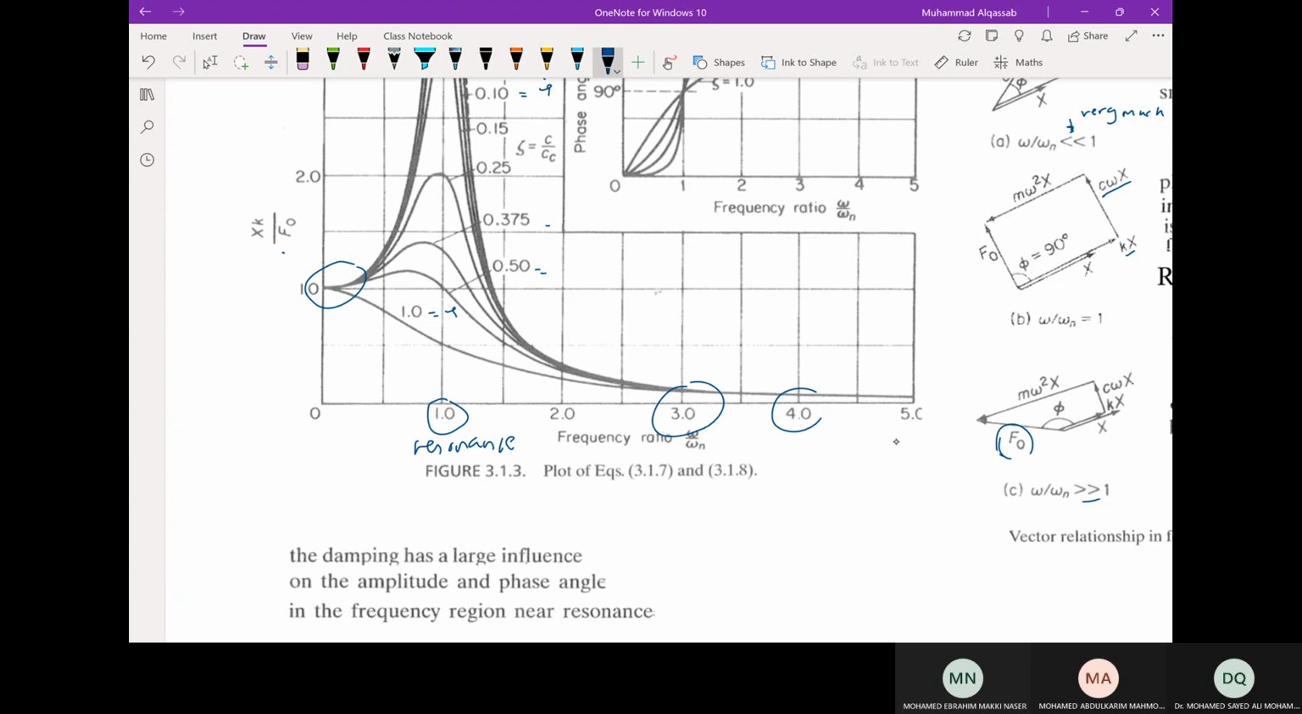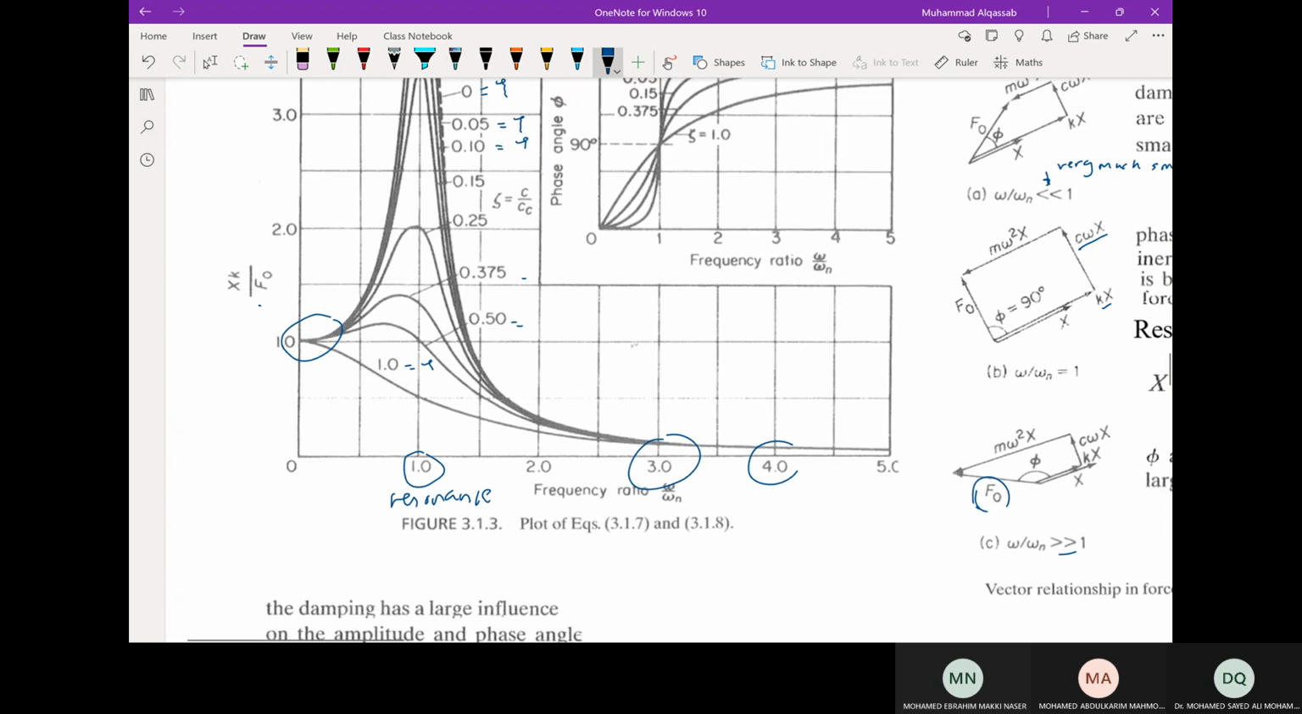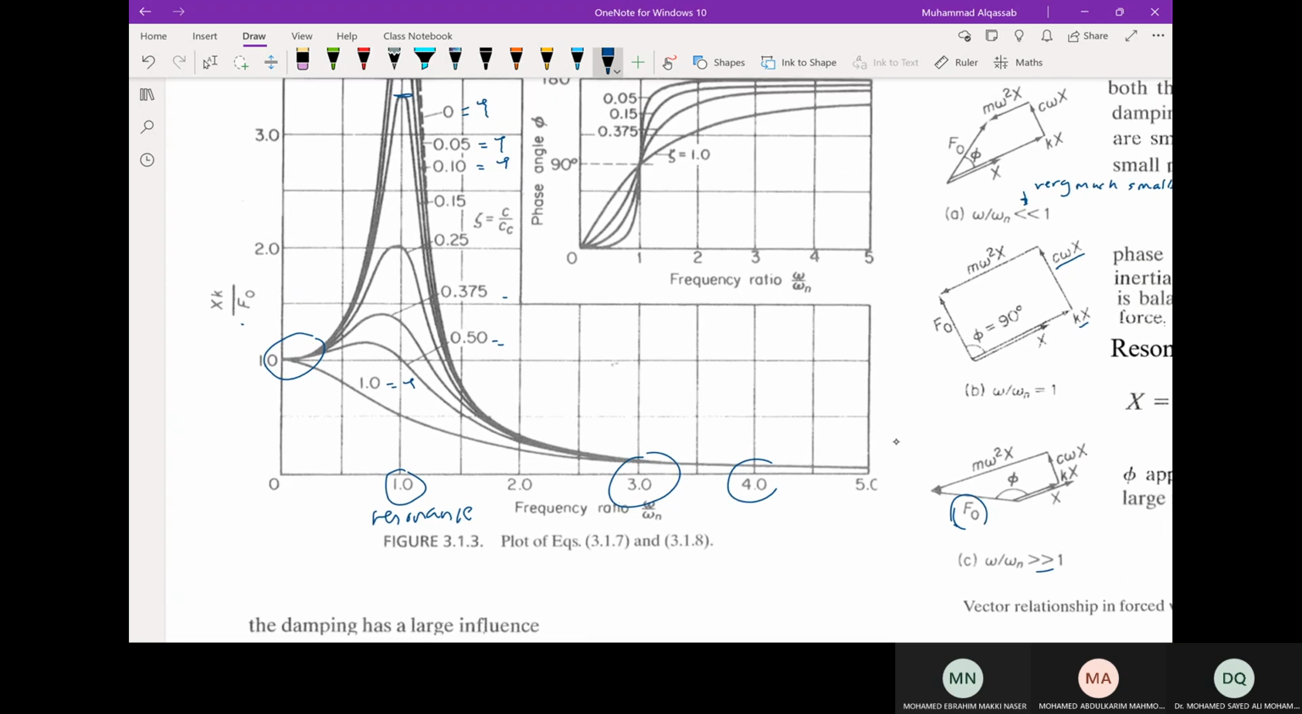All curves are merging as one curve. The one with zeta equal to 0 and the one with zeta equal to 1 become one curve. So there is no effect of damping on the amplitude here. This is why many machines, if working in this range, don't need a damper. You don't need a damper here.